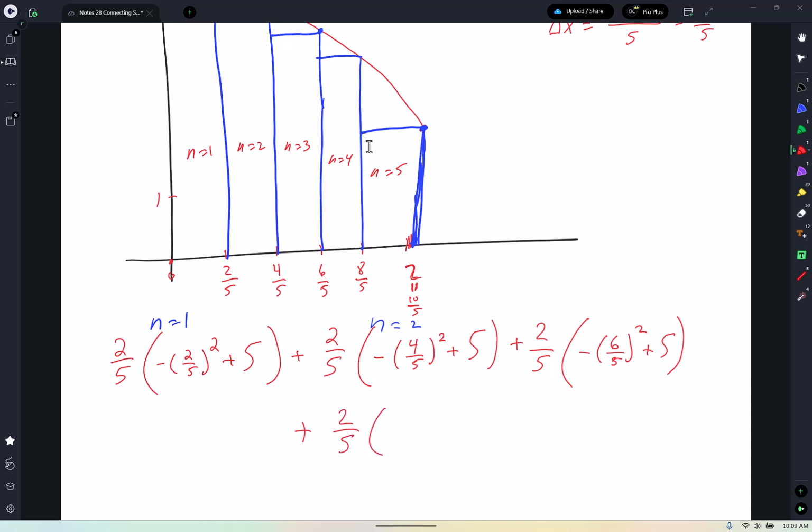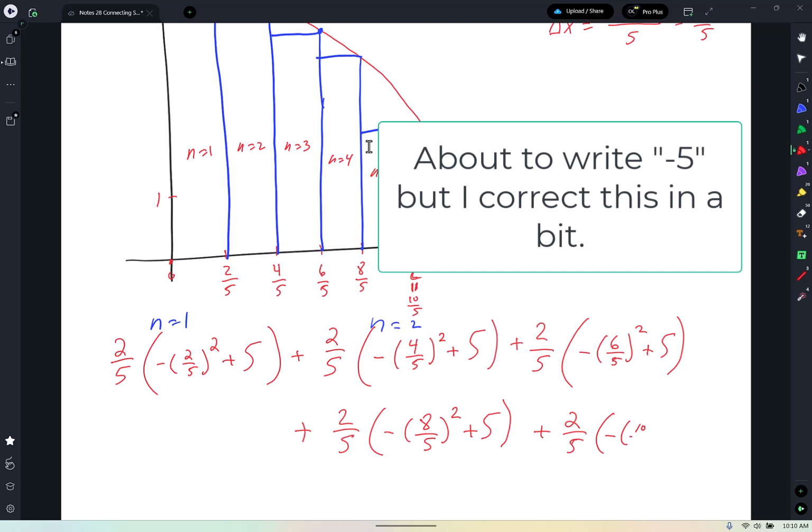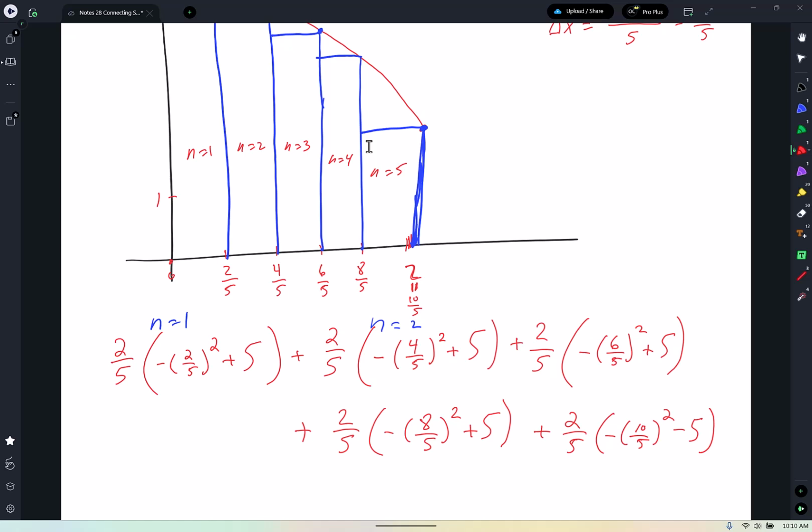Plus 2/5, parenthesis, negative on the outside, 8/5, close it, squared, plus 5, close it, plus the very last one here. I know that I could write 2, but I'm going to write 10/5 because we're going to come up with a pattern in a little bit, if we can. Does that make sense to you? Okay, let me go ahead and put n equals 3 here, n equals 4, n equals 5.